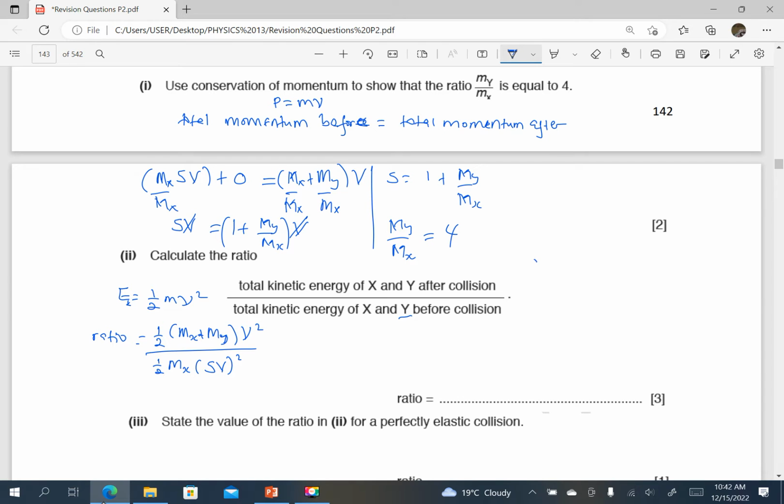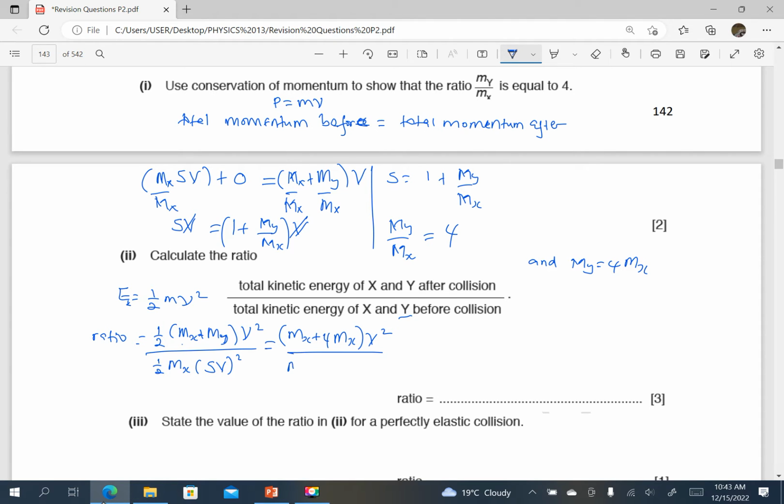So this means I'll borrow something from here. I know that my is going to be 4 times mx. I'm going to substitute for my. So this is going to be equal to a half. A half has cancelled, so I have mx plus my, which is mx plus 4 mx, times v squared, divided by the numerator.